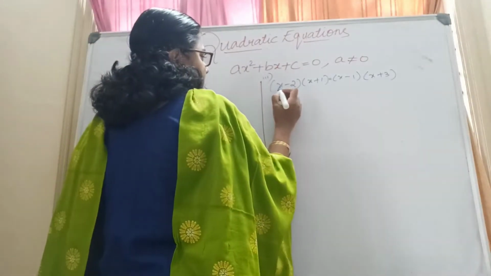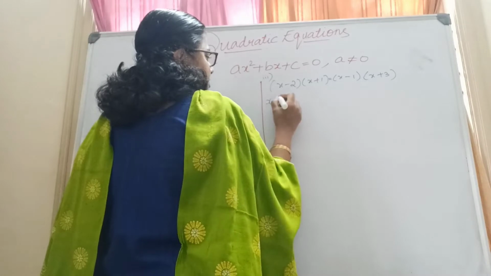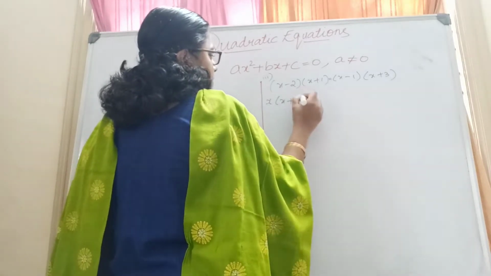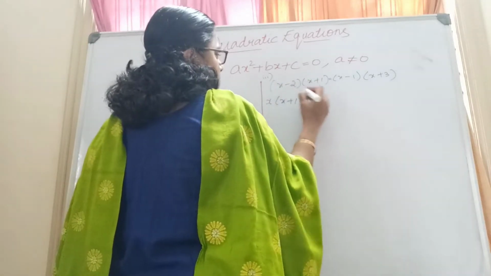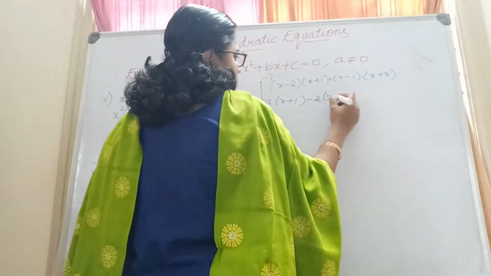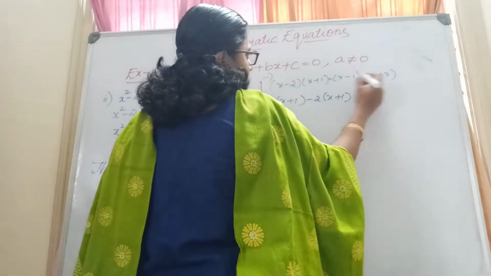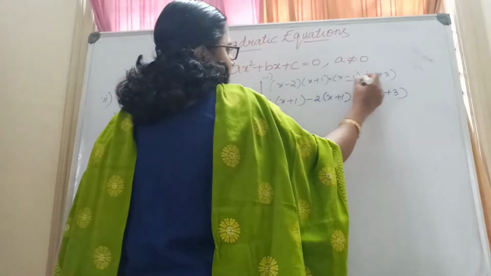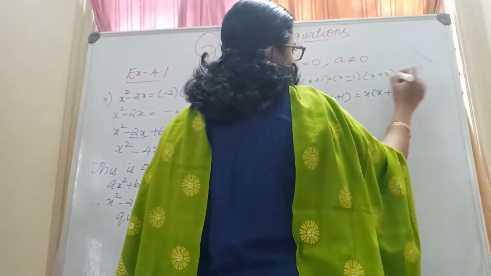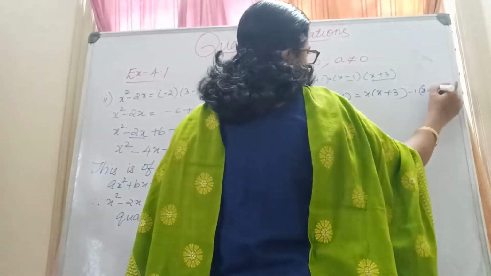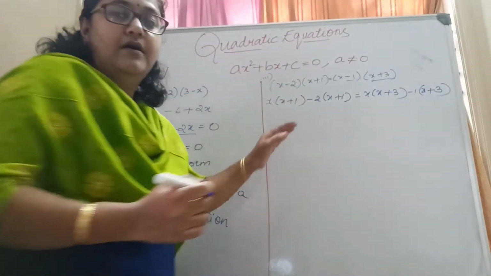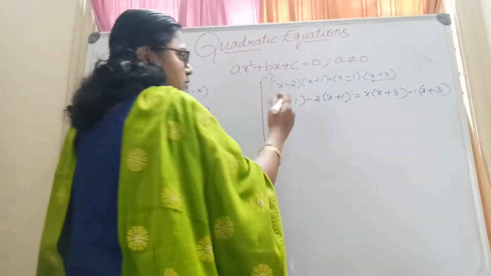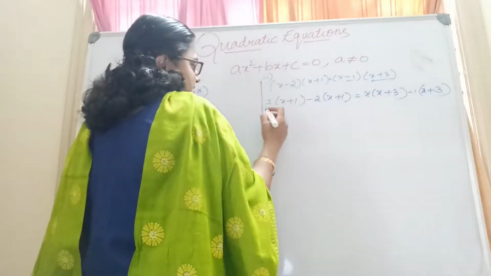Okay. Now, this is x into (x + 1), x into (x + 1) minus 2 into (x + 1), is equal to x into (x + 3) minus 1 into this whole term (x + 3). This is how we multiply. I am just going down to basics actually.